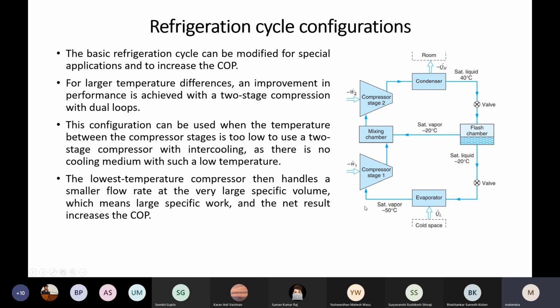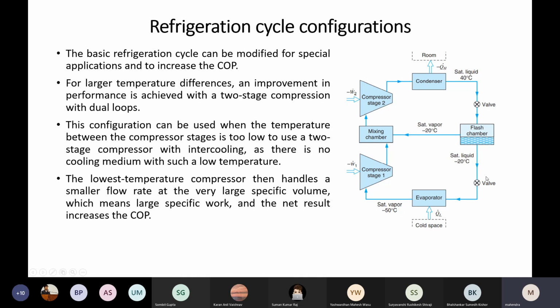So now, based upon the requirement and end user condition, this refrigeration system we can change. The pattern or otherwise configuration of the refrigeration system we can change. Here, this is one refrigeration system we have. We are using two compressors here, okay, two compressors, and we will be using one mixing chamber. This we can use whenever the temperature difference is very high.